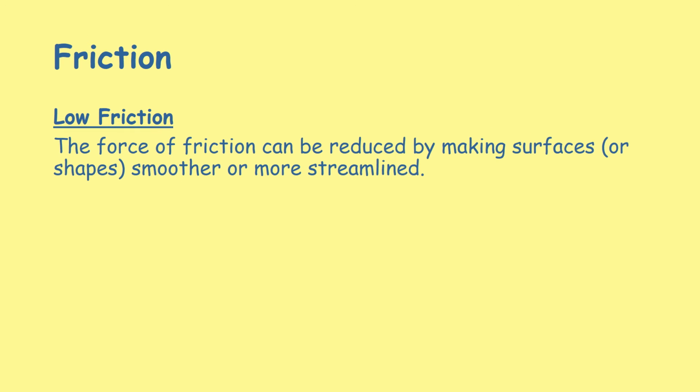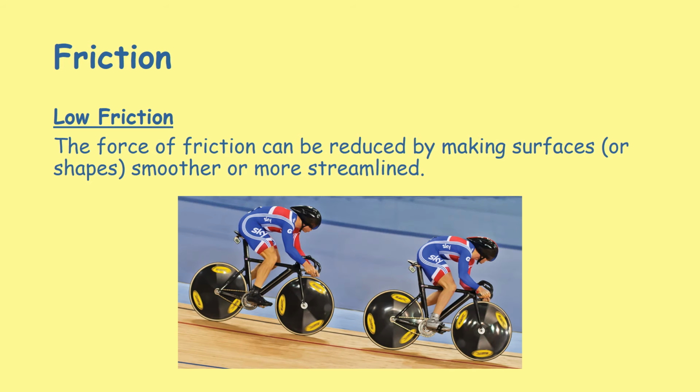Low friction. The force of friction can be reduced by making surfaces or shapes smoother or more streamlined. What we have just here is a picture of two professional cyclists. You can see the shape of their helmets is very smooth, and the wheels are different from normal bike wheels. This is reducing the force of friction and making it more streamlined so they can go faster.